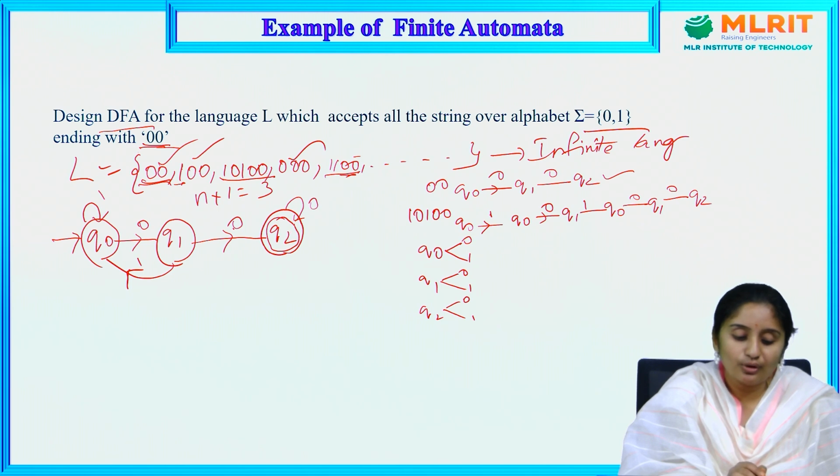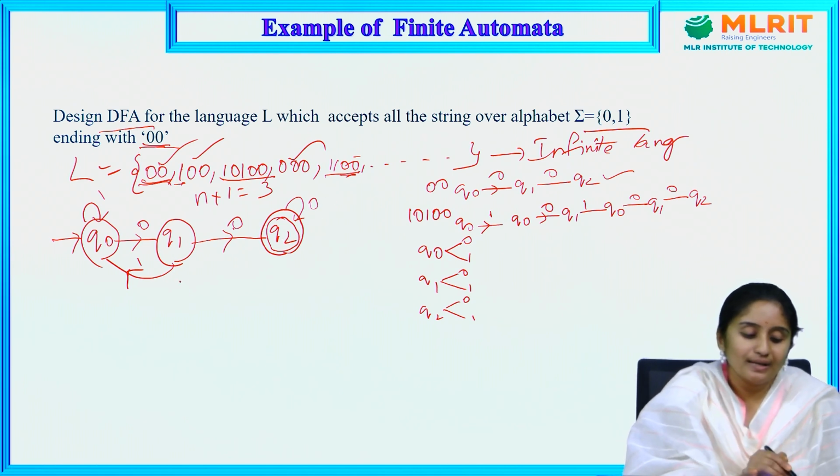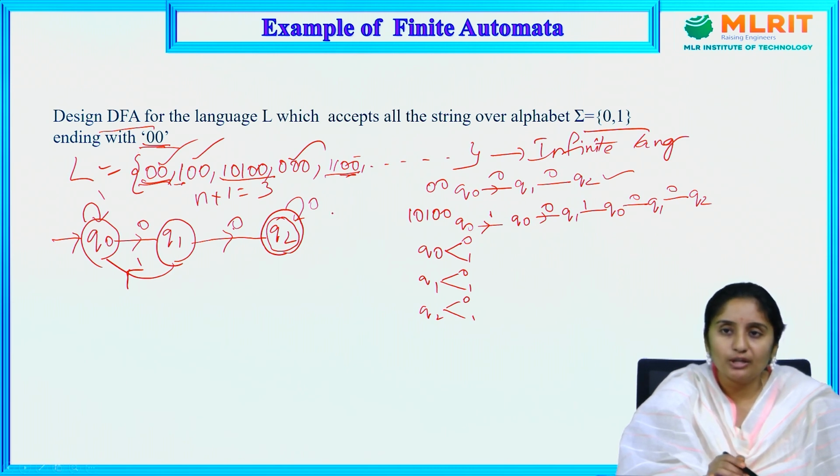So coming to Q2, Q2 on 0, there is a path. But there is no path for Q2 on input 1. So it is not a DFA. This diagram is not a DFA. So we need to convert this diagram to make it a DFA.